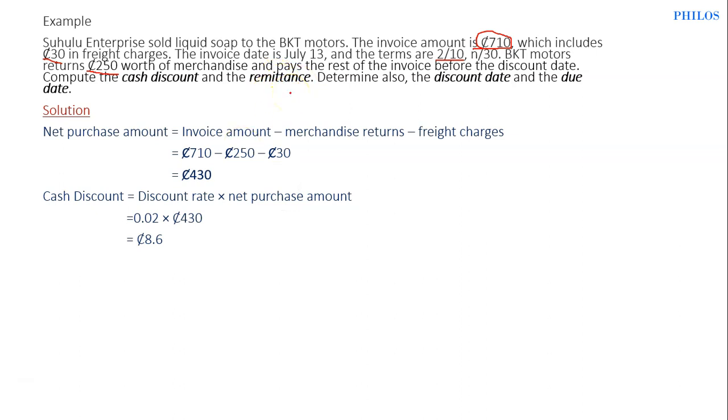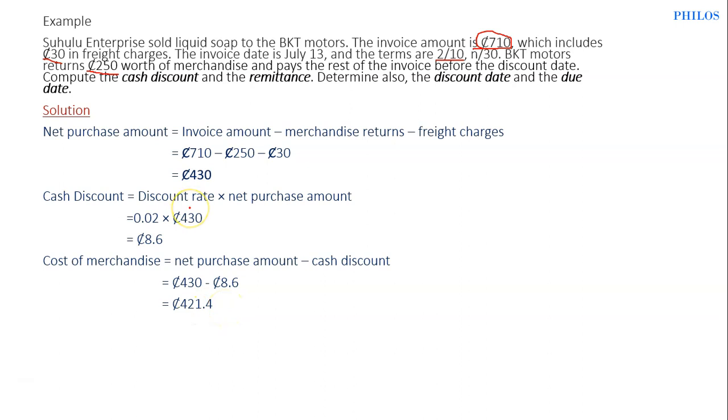Now, to get the remittance, you need to know the cost of the merchandise first. So the formula for the cost of the merchandise is net purchase amount minus the cash discount. We are going to subtract the cash discount from the net purchase amount. So let's do the subtraction: 430 cedis minus 8.6 cedis, that will give you 421.4 cedis.